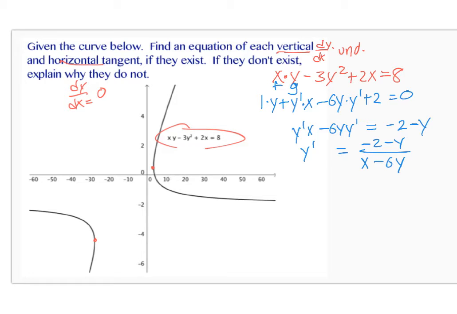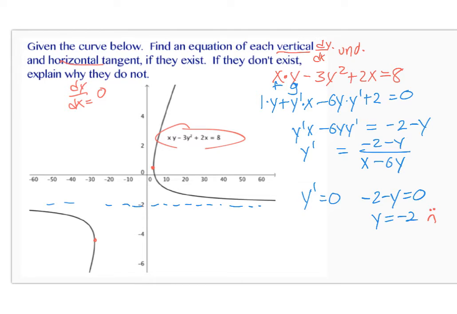All right. So we're looking for a couple of different places. The first is when y prime is equal to 0. That's going to happen when negative 2 minus y is equal to 0, so that numerator there. In other words, when y is negative 2. And to me, it looks like this is a horizontal asymptote. So I'm suspicious that this will never happen.